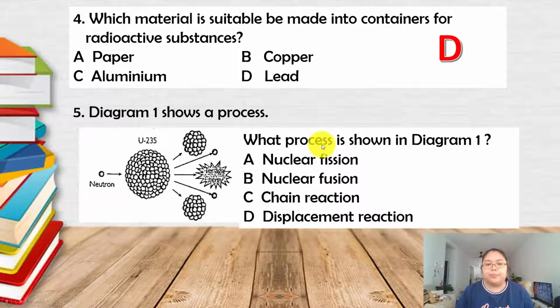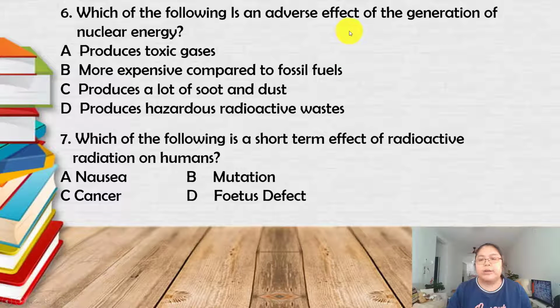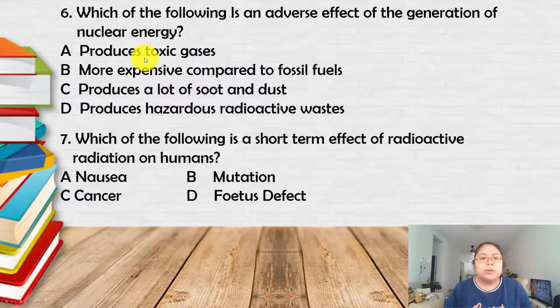Okay, number 5. The process in diagram 1: this one is a process of bigger becoming smaller, so it should be nuclear fission. Okay, number 6: which of the following is an adverse effect of the generation of nuclear energy? So we see what the effects are. Produce toxic gases, more expensive compared to fossil fuel, produce a lot of soot and also dust, produce hazardous radioactive waste. They ask about the effect.